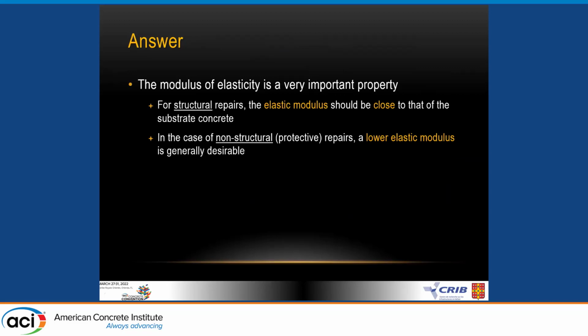And in the case of non-structural repair, protective repair, a lower elastic modulus generally will be desirable in order to reduce the stress and reduce the amount of cracking.